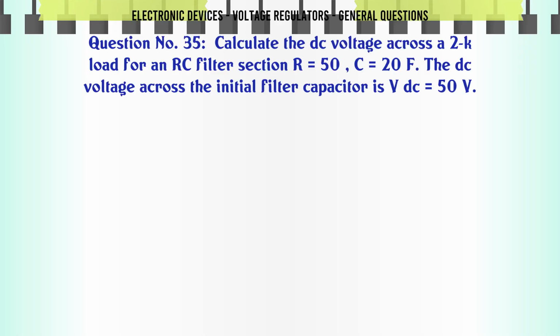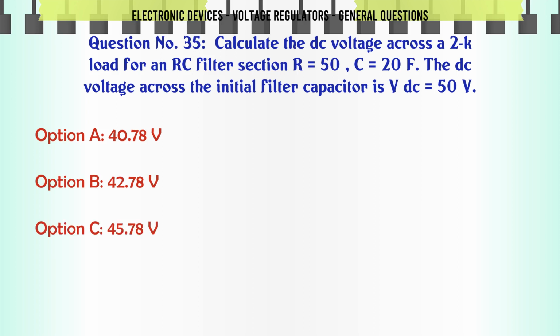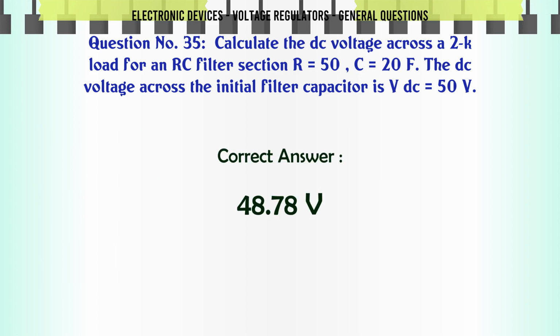Calculate the DC voltage across a 2K load for an RC filter section, R 50, C 20 microfarads. The DC voltage across the initial filter capacitor is VDC 50V. A. 40.78V, B. 42.78V, C. 45.78V, D. 48.78V. The correct answer is 48.78V.